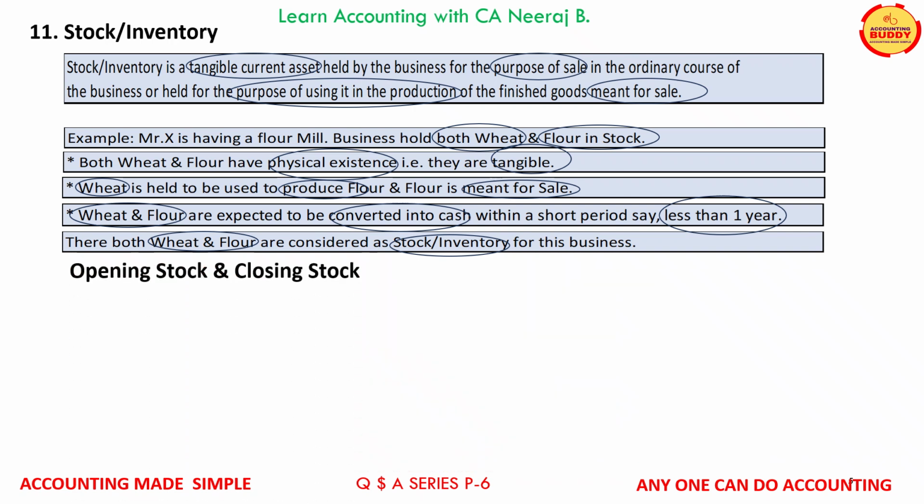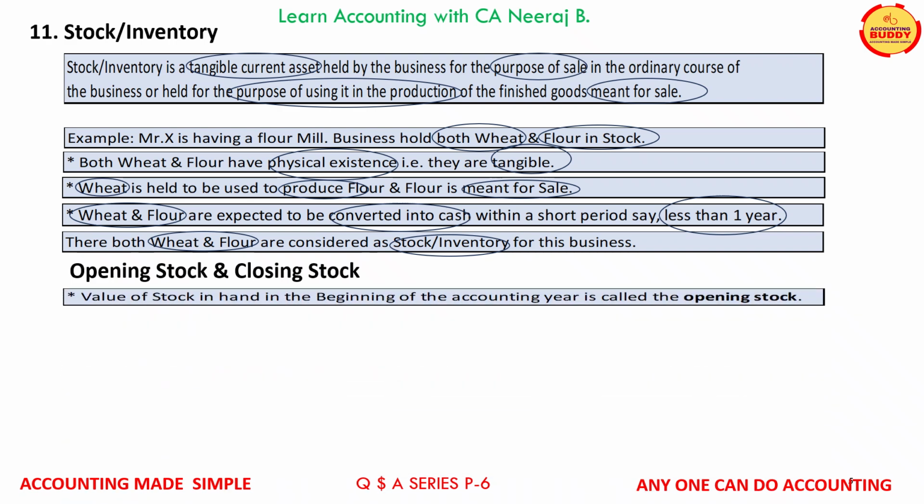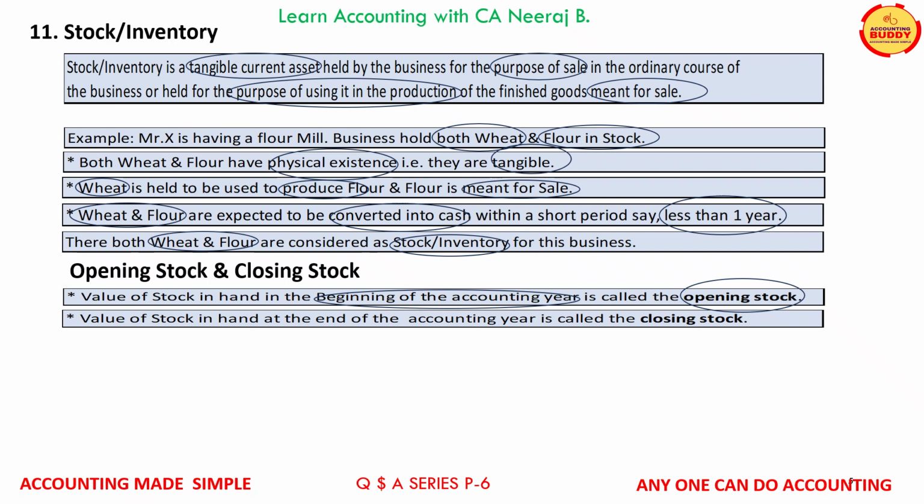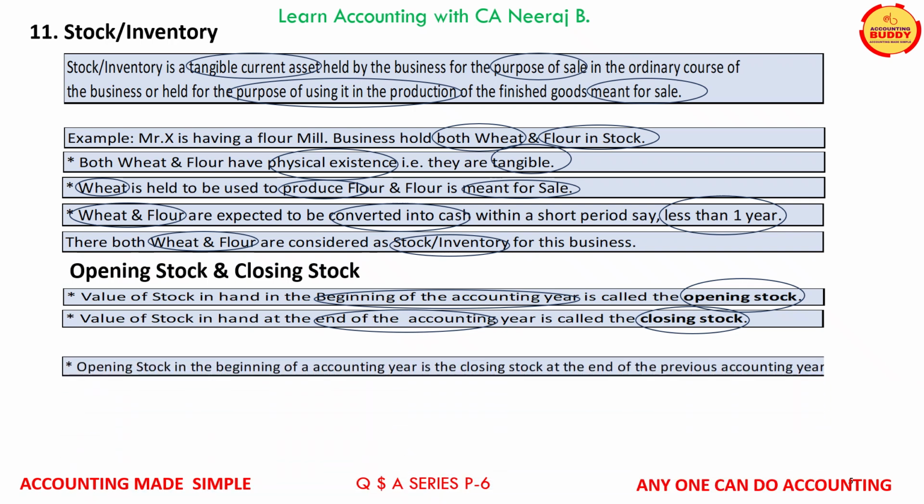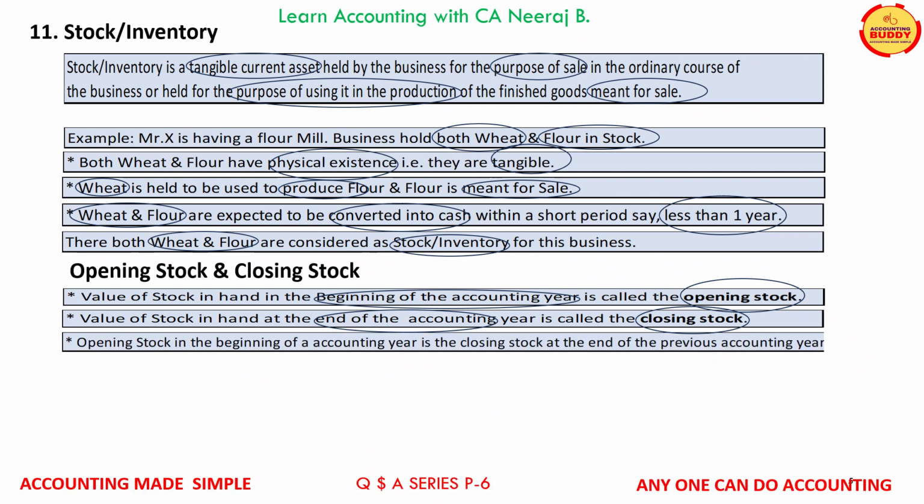Opening stock and closing stock are frequently used business terms. Value of stock on hand on the first date of an accounting year is called the opening stock, and the value of the stock at the last day of the accounting year is called the closing stock. I hope we remember the word accounting year we learned in chapter 1. Another important fact to remember is that the opening stock of an accounting year is the closing stock at the end of the previous accounting year.